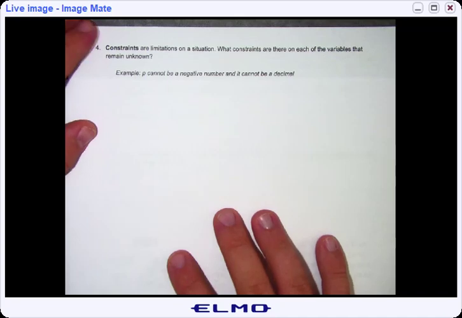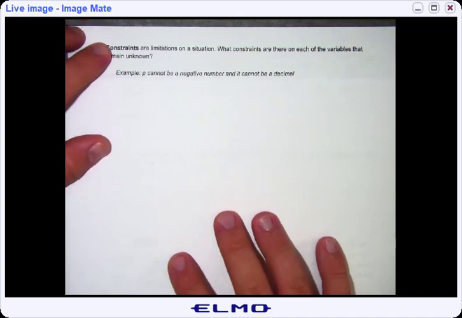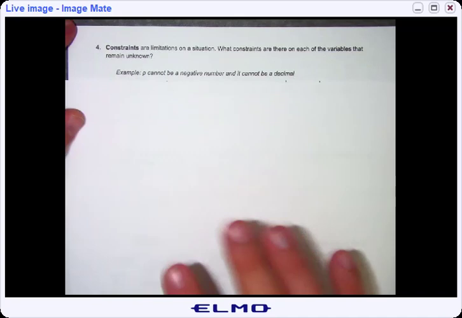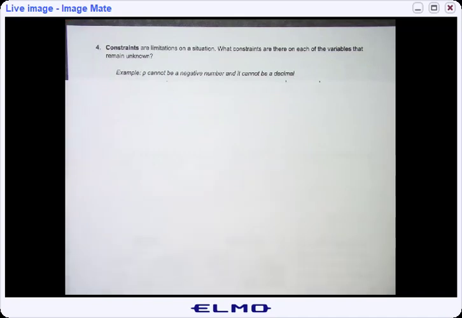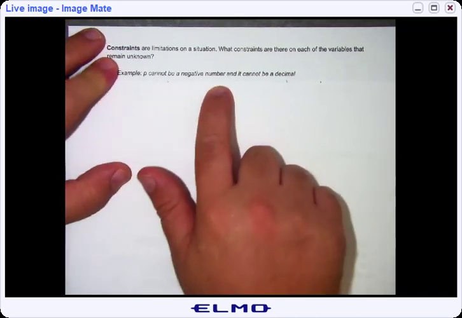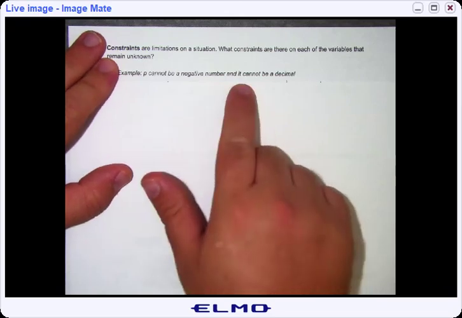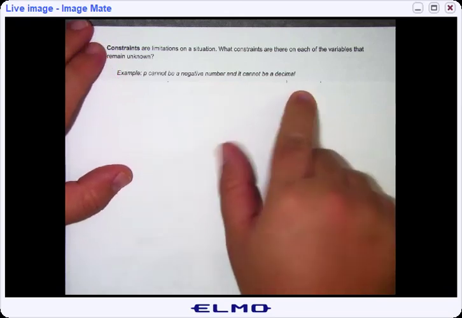So we say P cannot be a negative number and it cannot be a decimal. If we remember back, P is the number of people eating pizza. It can't be negative because we can't have a negative number of people. And it can't be a decimal, right? We can't have a decimal amount of people.